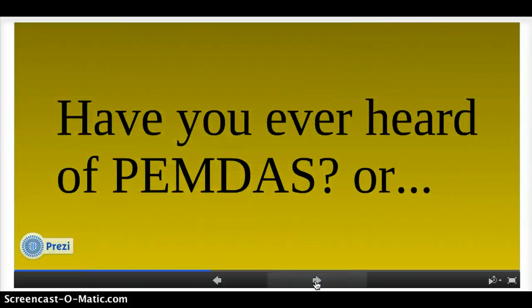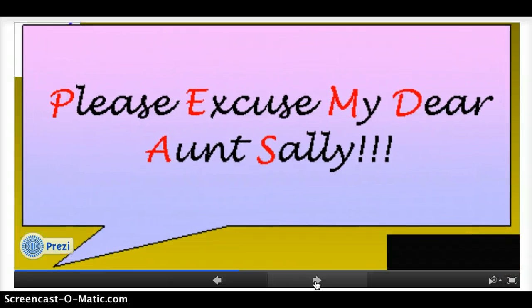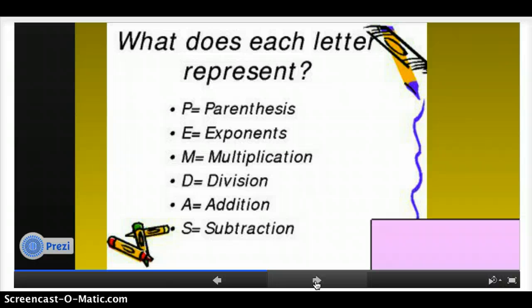All right. So, if you've ever heard PEMDAS or please excuse my dear Aunt Sally. So again, P is for parentheses, E is for exponents, M is for multiplication, D is for division, A for addition, S is for subtraction.